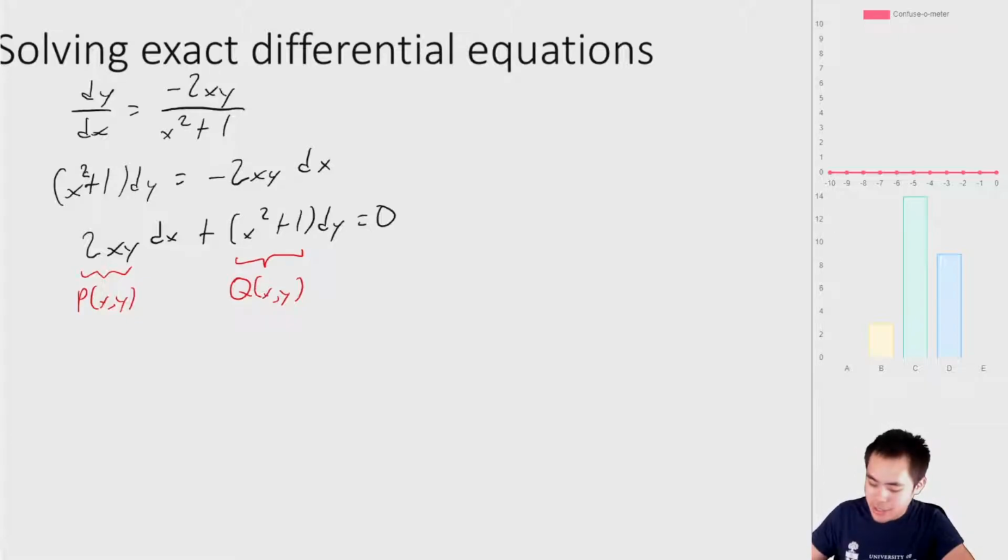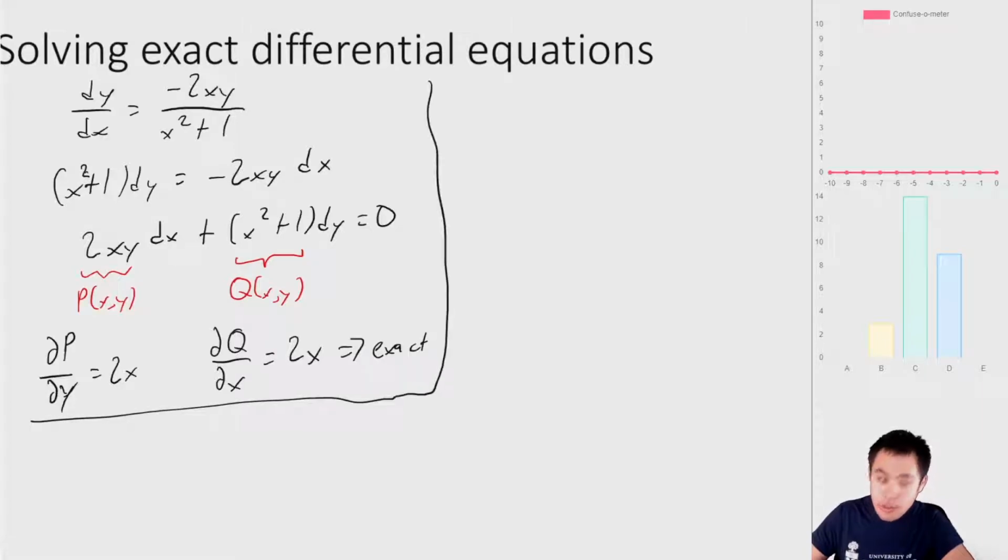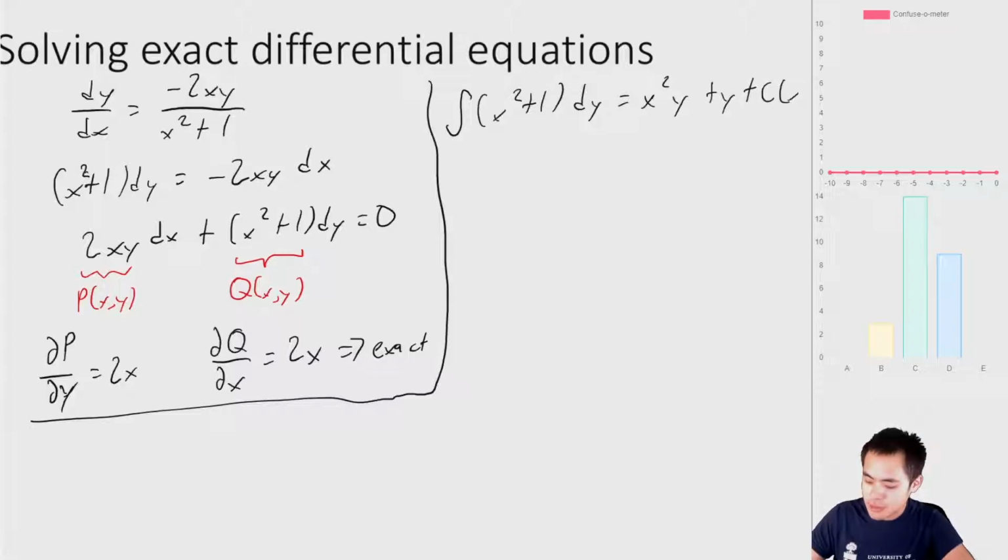And we can check to see if it's exact. ∂P/∂y is equal to 2x, and ∂Q/∂x is also equal to 2x, so this is exact. Because this is exact, you can take the integral of (x² + 1) dy, which is x²y plus c of x. What we're trying to do now is figure out what the actual function f was. The integral of 2xy dx is equal to x²y plus c of y.